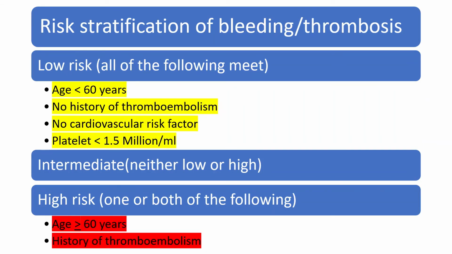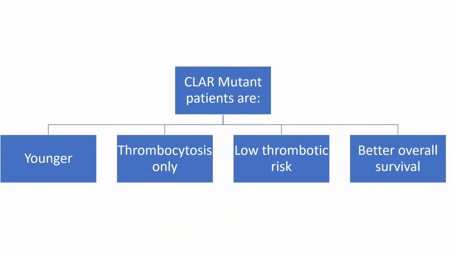Risk stratification: patients may develop bleeding or thrombosis. The high-risk patients in general are age above 60 and history of thromboembolism. All others can be considered low-risk patients. Patients who have CALR mutation are younger, have thrombocytosis only, low thrombotic risk, and better overall survival among patients with essential thrombocythemia.